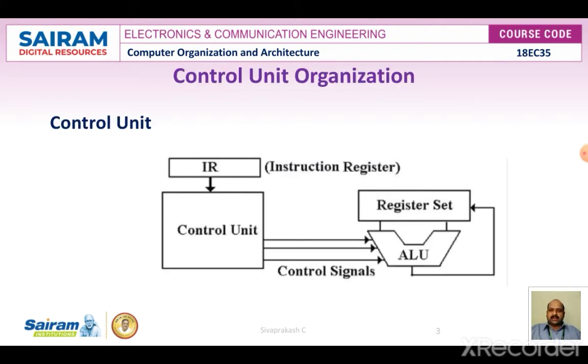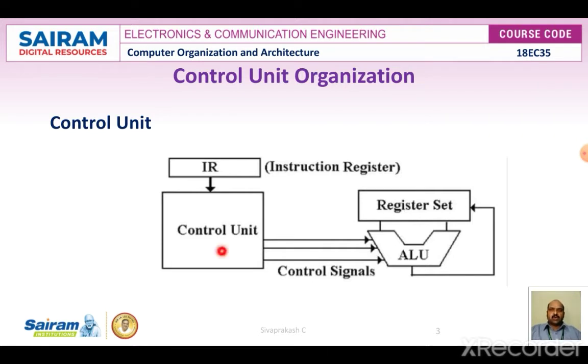Control unit organization. In general, we are aware that the central processing unit is partitioned into an arithmetic logic unit and a control unit. These two play a vital role in the central processing unit. In general, we can say that the arithmetic and logic unit is the heart of any computing system, while the control unit is the brain of the central processing unit. The function of this control unit is to generate the relevant timing diagram and the control signals for all operations in the computer.